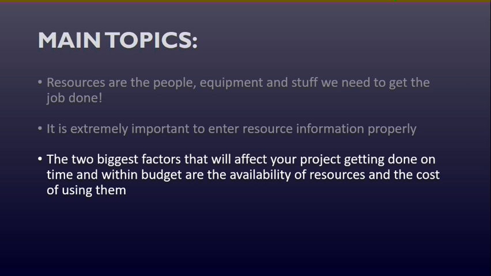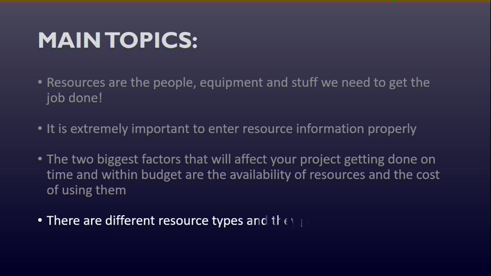The two biggest factors in regards to resources that will affect your project getting done on time and within budget are, number one, the availability of those resources, as far as if Susie's working on one task, she can't be working on another task. And also the cost of using them. There are different types of resources, and they get treated differently in Microsoft Project. That's what I want to go through for you today.